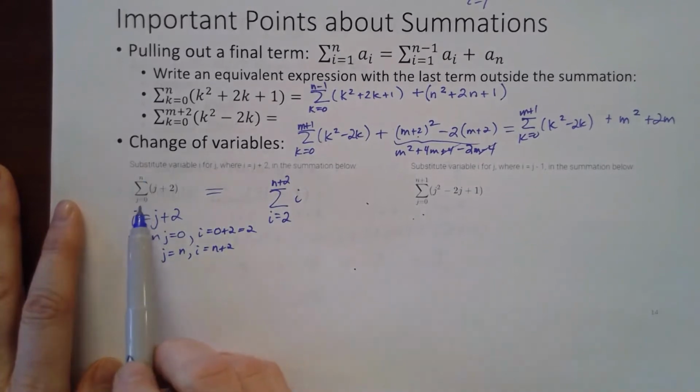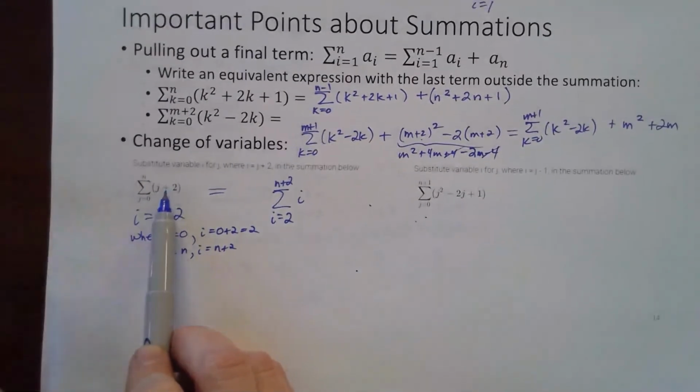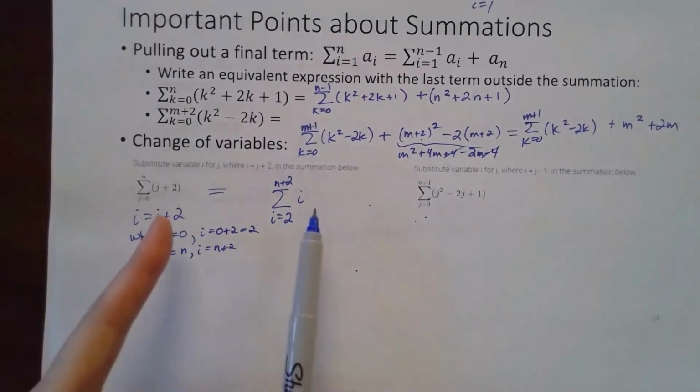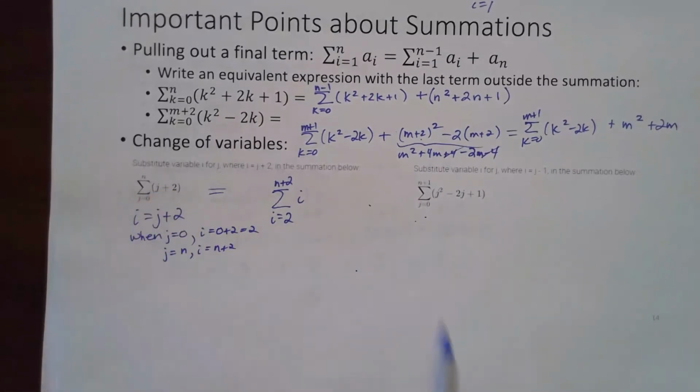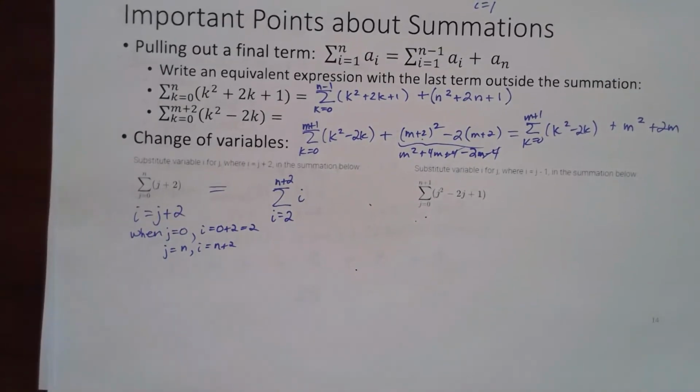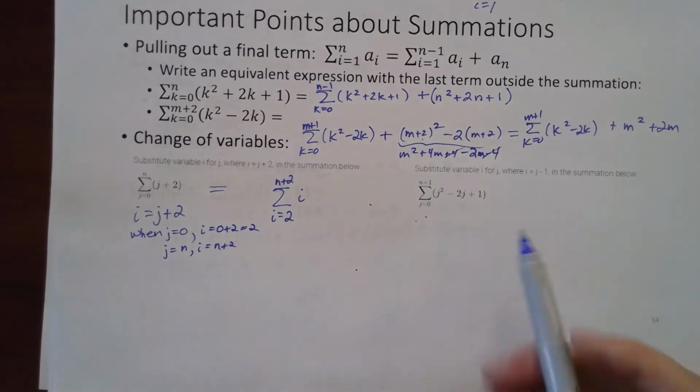Here, when we start at j equals 0, 0 plus 2 is 2, plus 3, plus 4. You're getting the same numbers, right? These both would generate 2 plus 3 plus 4 plus 5 plus 6. The nice thing about this one is the expression here is much easier to work with. So this is a nice way to rewrite the summation, because of the simplicity of the expression that you're using in your summation.